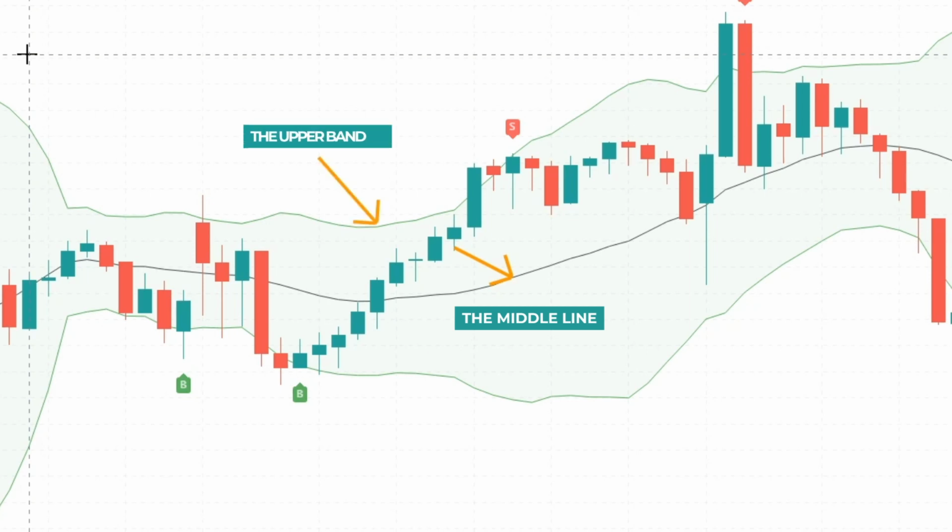This is called the upper band. And this is the lower band. The upper and lower bands are plotted 2 standard deviations above and below the middle line.